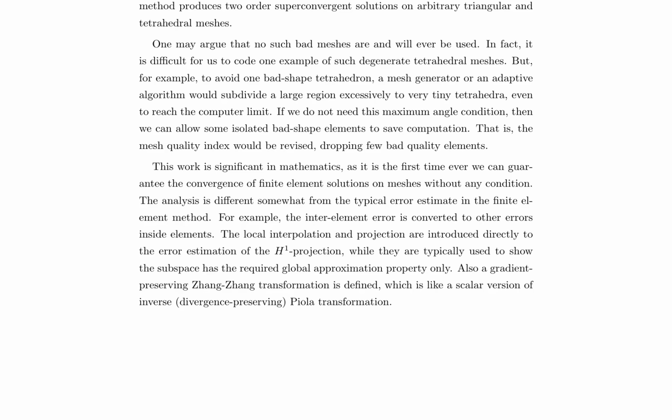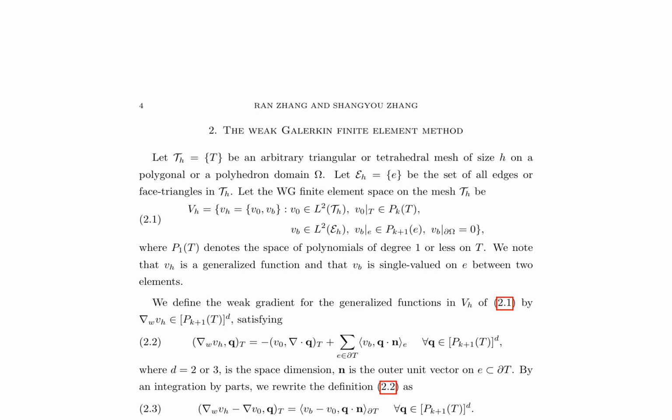The model problem of Poisson's equation is considered: −Δu = f in Ω, u = 0 on ∂Ω. The finite element approximation problem reads: find u_h ∈ V_h such that (∇_w u_h, ∇_w v_h) = (f, v_h) for all v_h ∈ V_h.